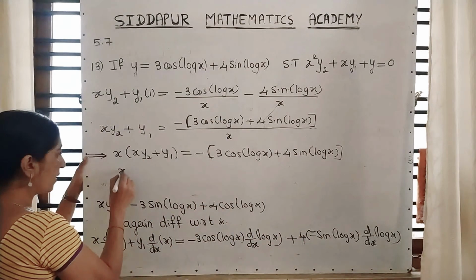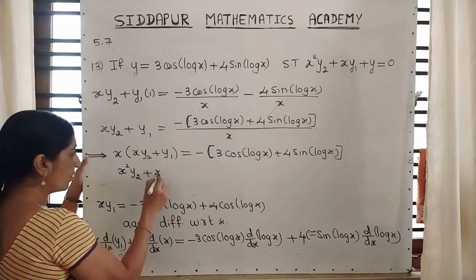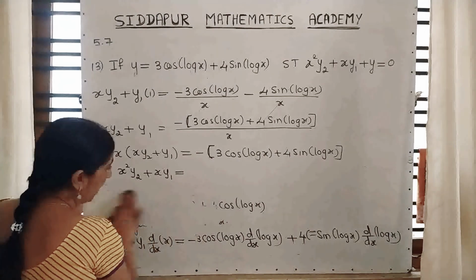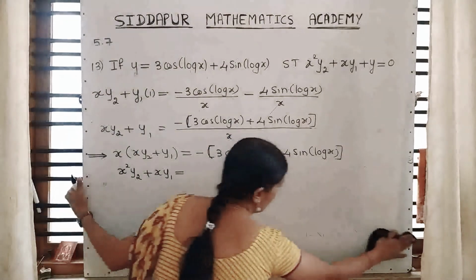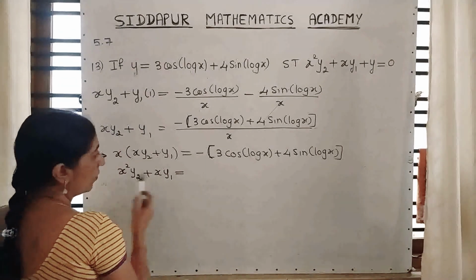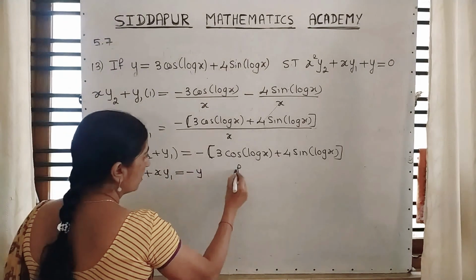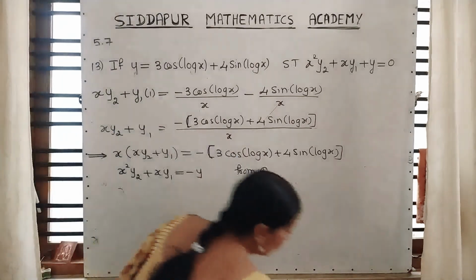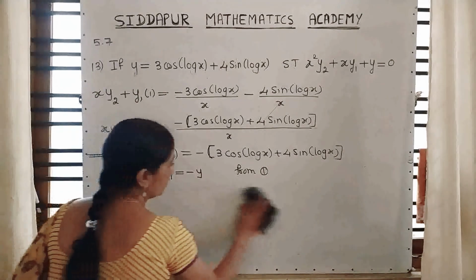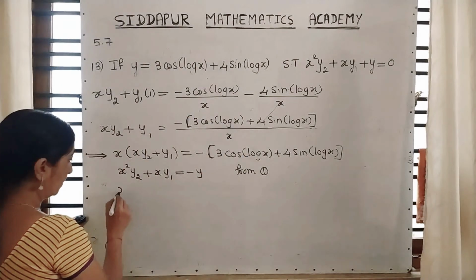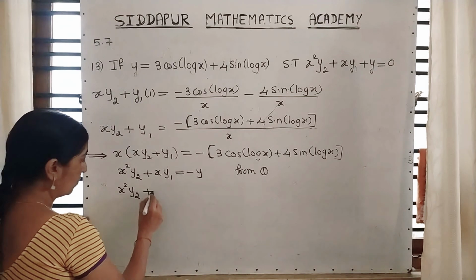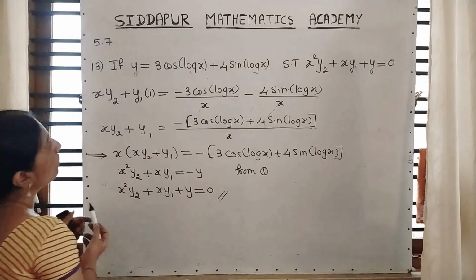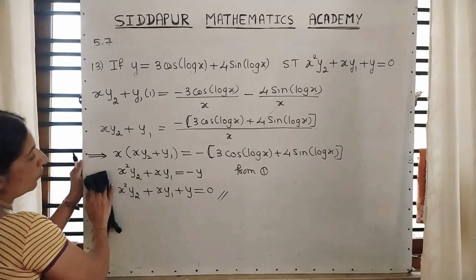Here remove the bracket. x square y2 plus x y1 is equal to, see the right side, see that bracket and the given equation, are they equal or what? Are they same or what? So that means on the right side we are writing minus y. This is from equation 1. Rearrange this: x square y2 plus x y1 plus y is equal to 0. Is it simple or what? And we got the required answer.